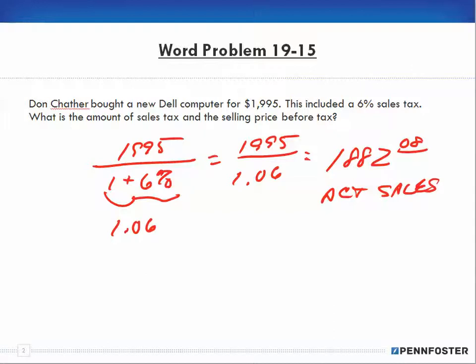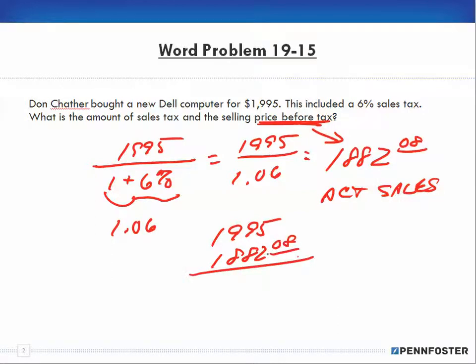So it says, what is the selling price before tax? That's it right there. What's the amount of the sales tax? Well, it's the difference between the two. $19.95 is what we paid total, and if our selling price was $1,882.08, the difference between the two is $112.92. That's our sales tax.